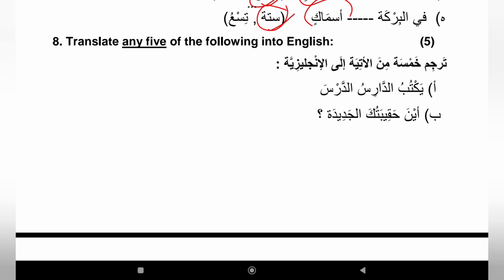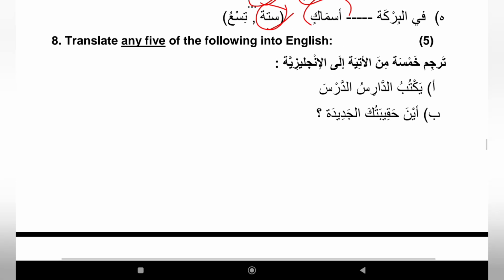Okay, then the 8th question: translate any five of the following into English. So this is also optional. We can take the best one, means the best answer. First one: يكتب الدارس الدرس. The learner, the student, writes the chapter. أين حقيبتك الجديدة؟ Where is your new bag?